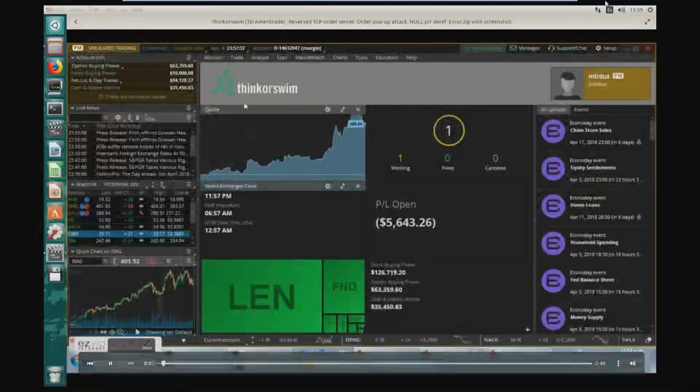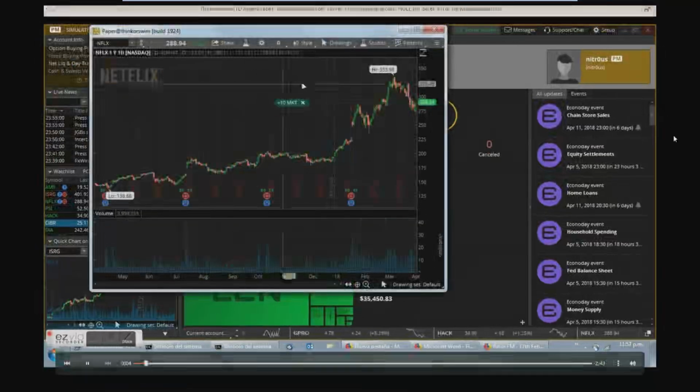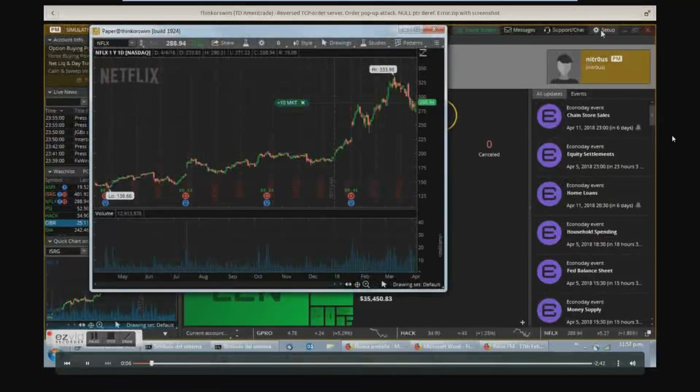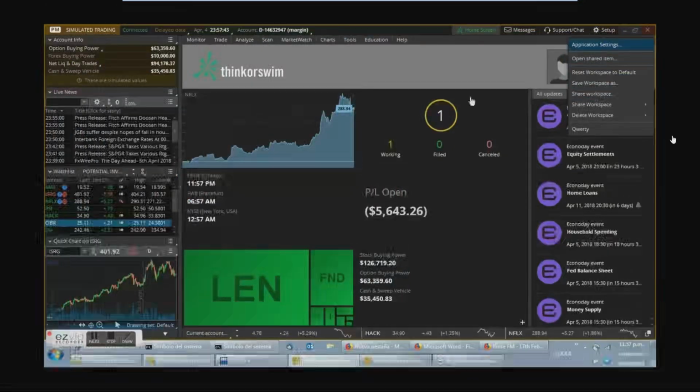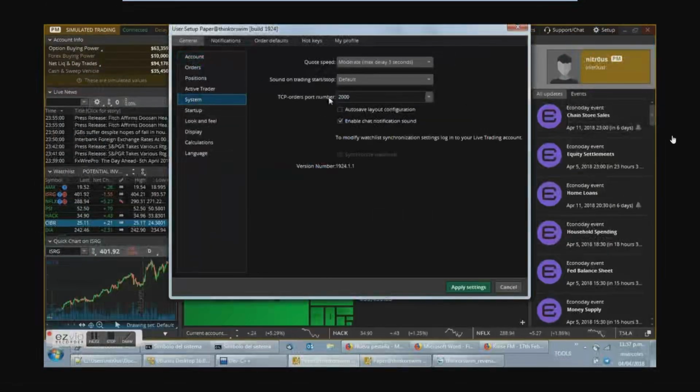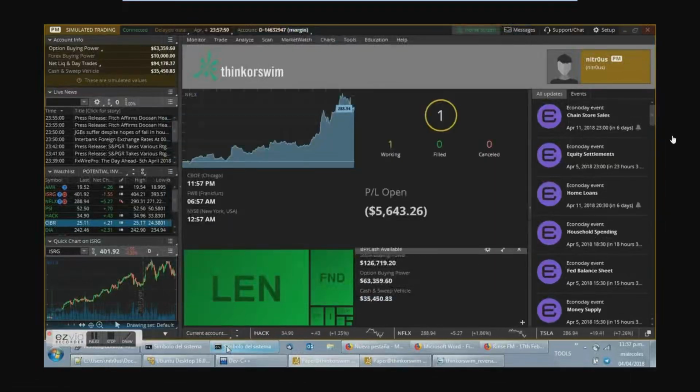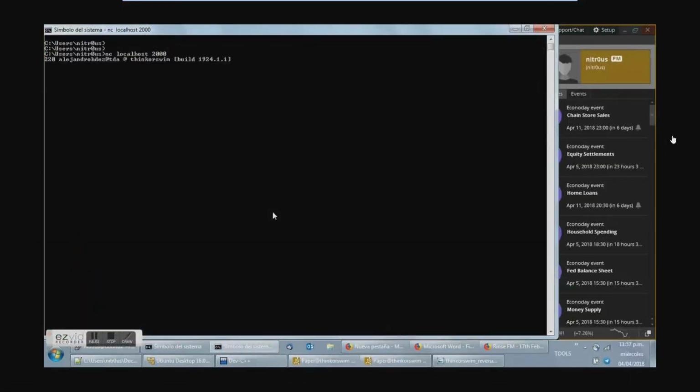This is TD Ameritrade's thinkorswim. It has a TCP orders server that listens on port 2000. So when I connected to this port, the server didn't recognize my language, right?